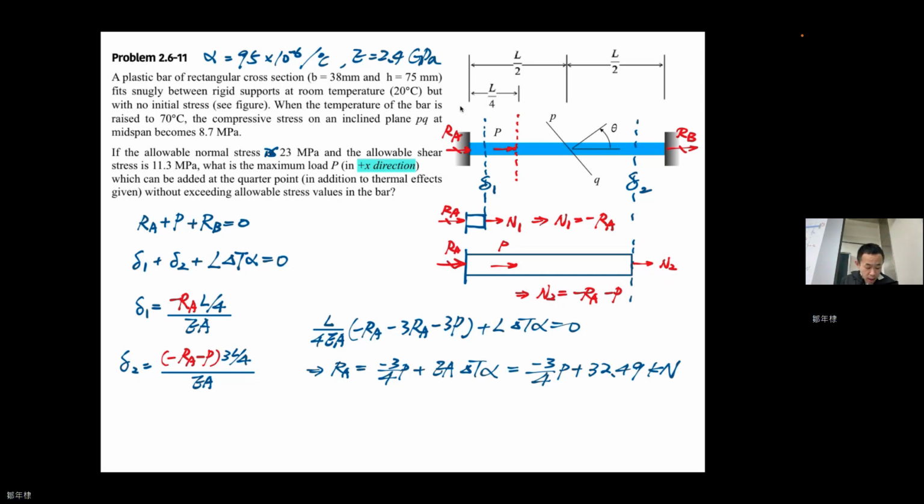The RA allows us to determine the remaining part of that. We can use RA to check the first part, whether the first part exceeds the requirement of the first part of the P. So we need to examine each part by each part, okay? Each by each. So the first section.